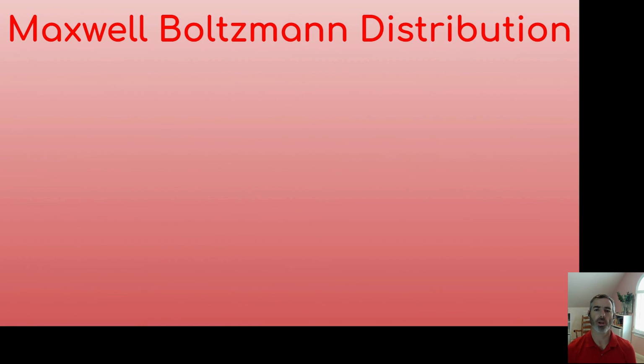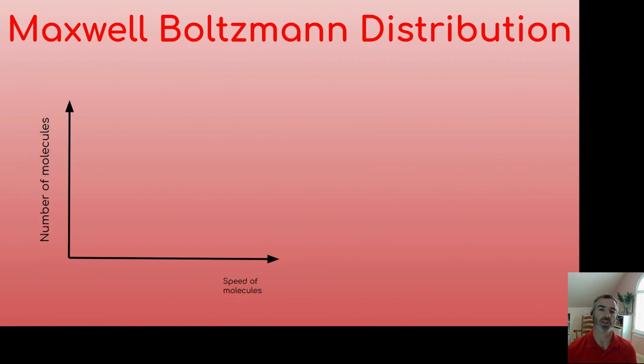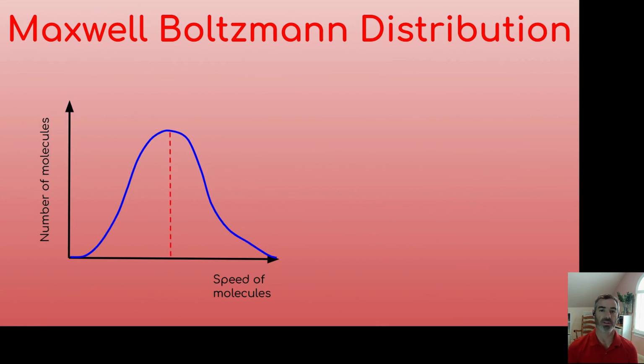Now we're going to look at something called the Maxwell-Boltzmann distribution. What a Maxwell-Boltzmann distribution does is graph the number of molecules on the y-axis versus the speed of the molecules. And a Maxwell-Boltzmann distribution curve looks like this. And this peak value right here, this is the most probable speed you're going to find for a particle.